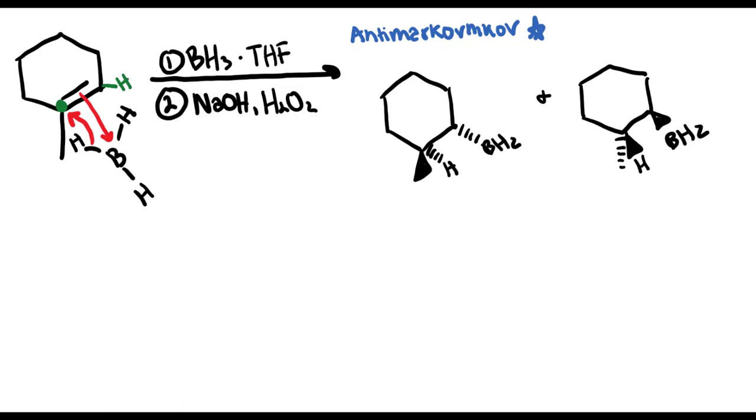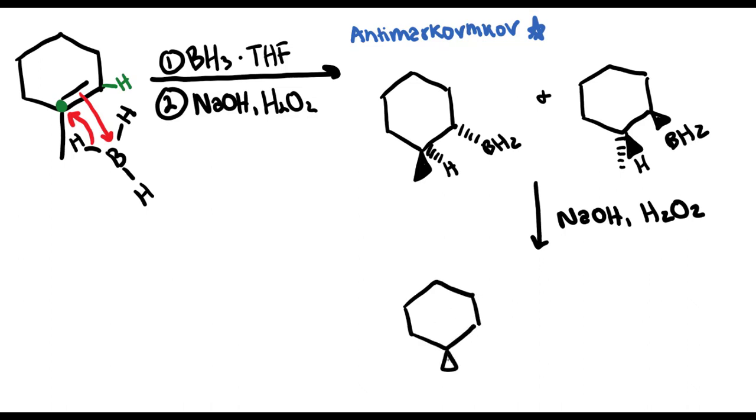So now we have our syn hydrogen and BH2, and we're ready to react with NaOH and H2O2. This is our oxidation step, where we're going to replace the BH2 with the alcohol group. So we're going to keep the hydrogen the same, and where the BH2 used to be, we're replacing it with an OH. Same thing for our other product over here. So again, we're keeping the hydrogen the same, and then we're going to replace the BH2 with an OH group.